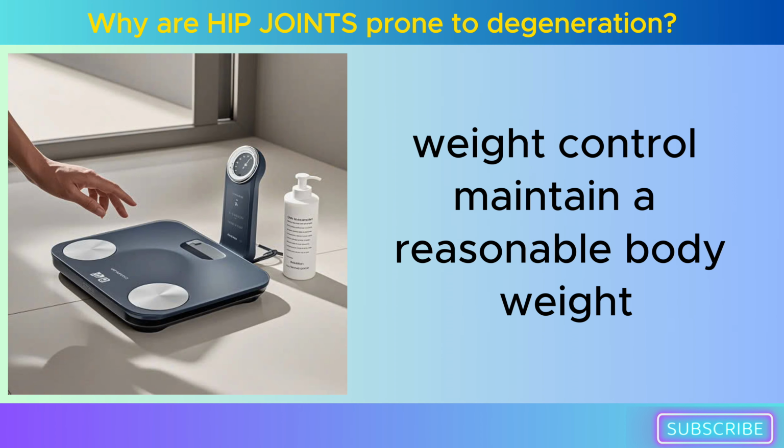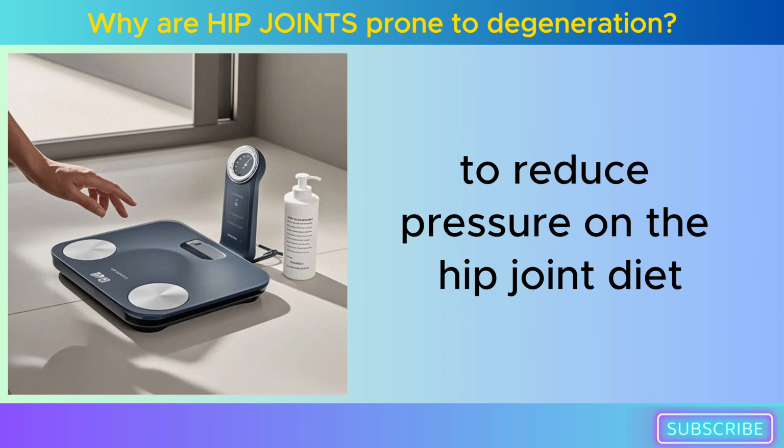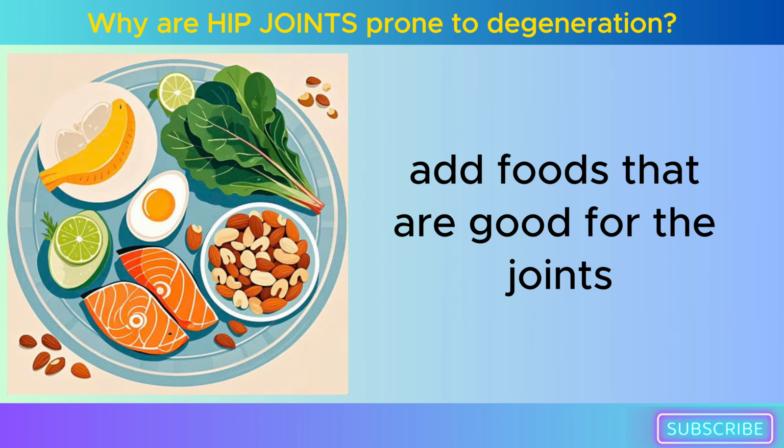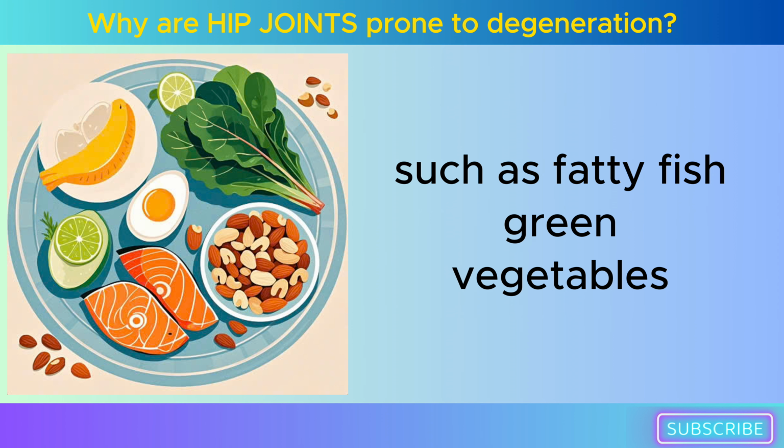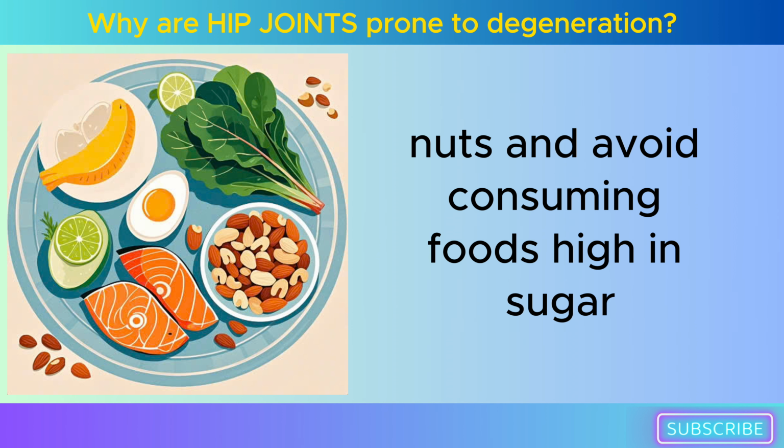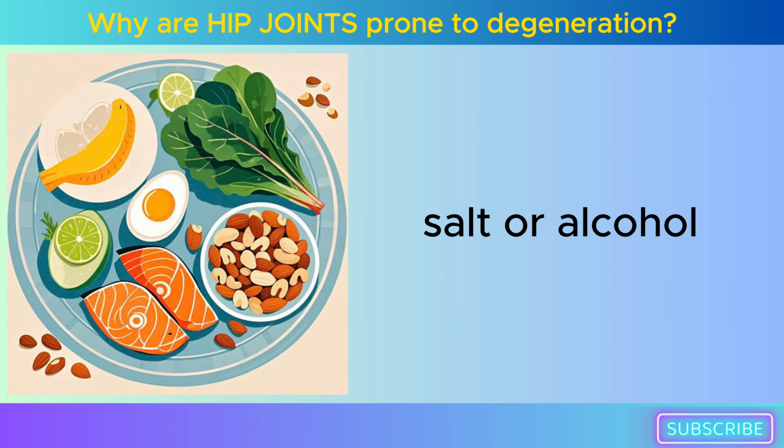Weight control. Maintain a reasonable body weight to reduce pressure on the hip joint. Diet. Add foods that are good for the joints such as fatty fish, green vegetables, nuts and avoid consuming foods high in sugar, salt or alcohol.